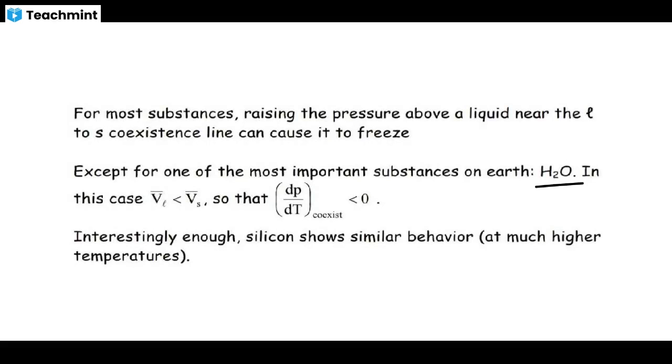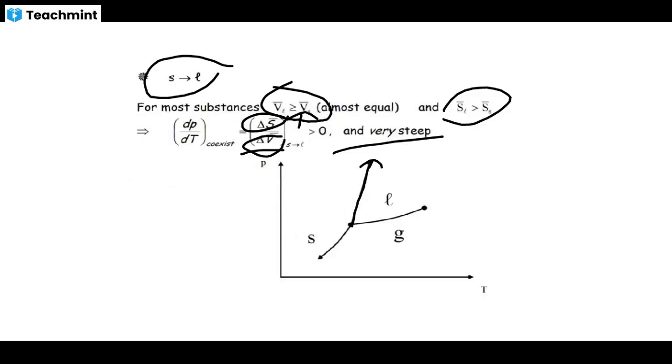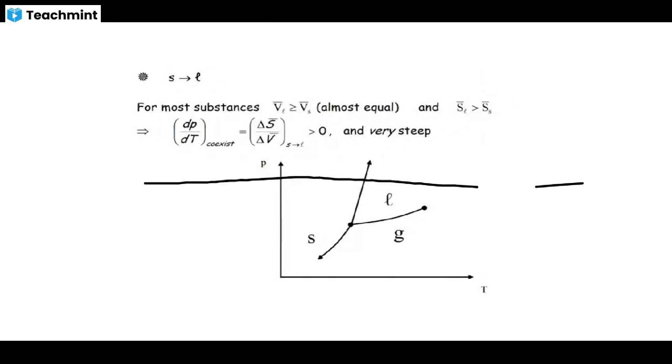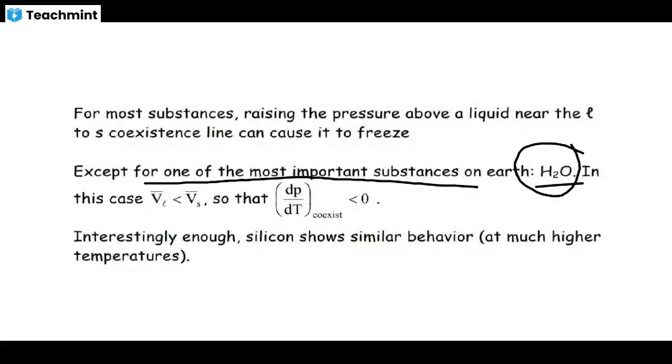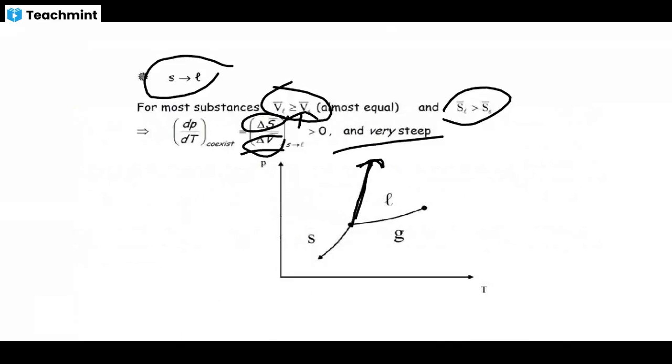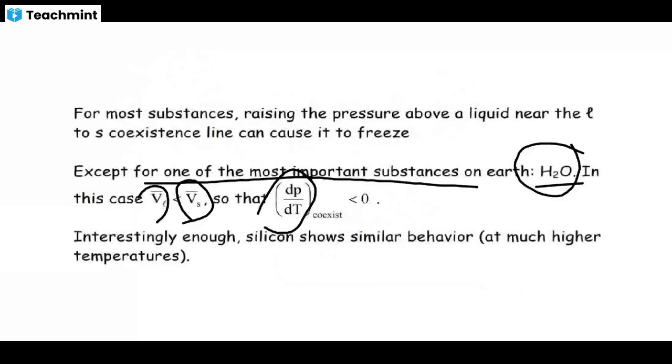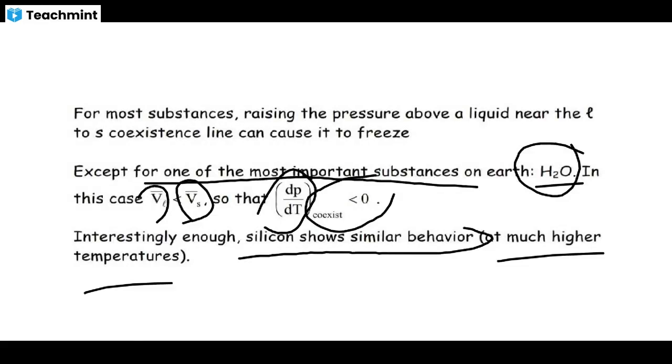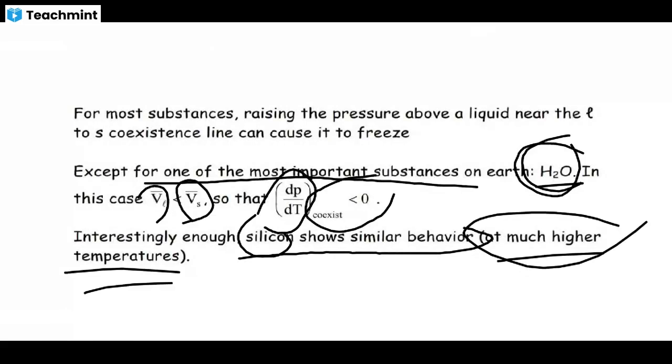For most substances, it is like that, and this is very important. But if you take water, the solid phase molar volume is greater than the liquid, so dP by dT is less than 0. The delta V becomes negative, less than 0. Interestingly enough, silicon shows similar behavior at a much higher temperature. Only water and silicon, and silicon only at higher temperature, but water at room temperature.